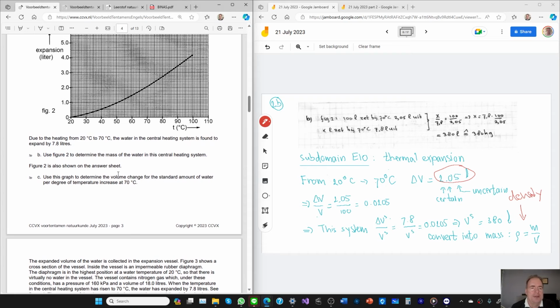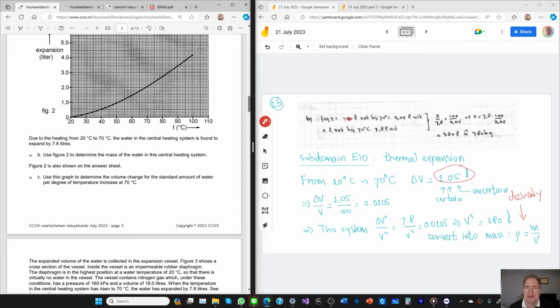Now they ask what is the volume change for the standard amount of water per degree if you increase the temperature at 70. You see it is variable. The slope keeps on increasing, so the warmer the water, the faster the expansion is as a function of temperature.